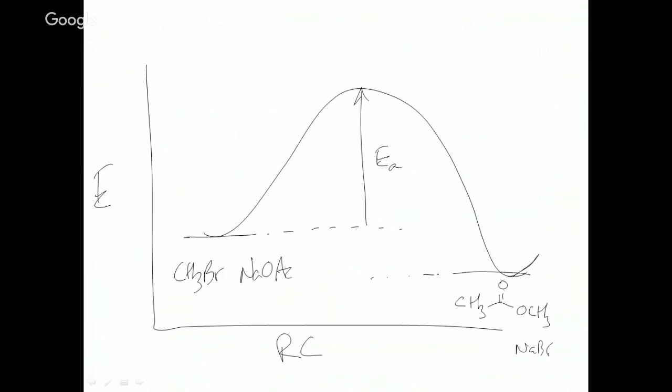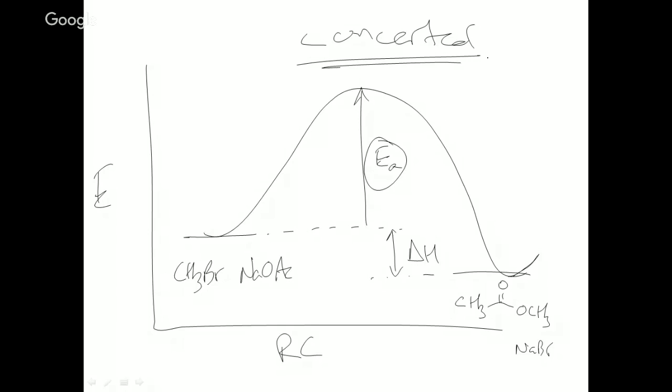This is the thermodynamic term, delta H. It's exothermic, so it's downhill. It doesn't matter if the reaction's downhill. If this EA is too big, it'll never happen. That's what catalysts do. They lower the activation energy. There's no catalyst in this reaction, but just to remember that. So concerted, single step, in concert. Everything's happening in concert. One step.